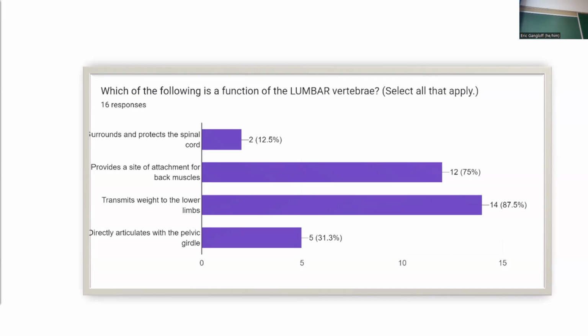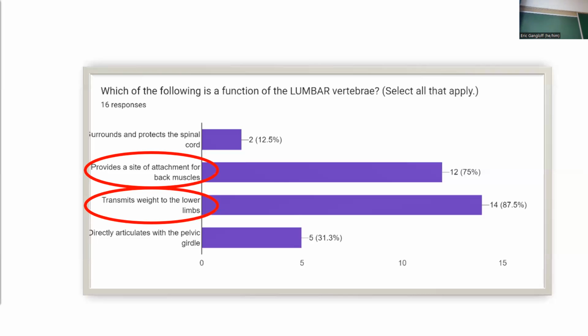Just a couple of you said that the vertebrae surrounds and protects the spinal cord. Most of you said it provides a site of attachment for back muscles. Most of you said it transmits weight to the lower limbs. And a few of you said it directly articulates with the pelvic girdle. So I want to make sure you have the correct information. In fact, these two responses were correct for your lumbar vertebrae.